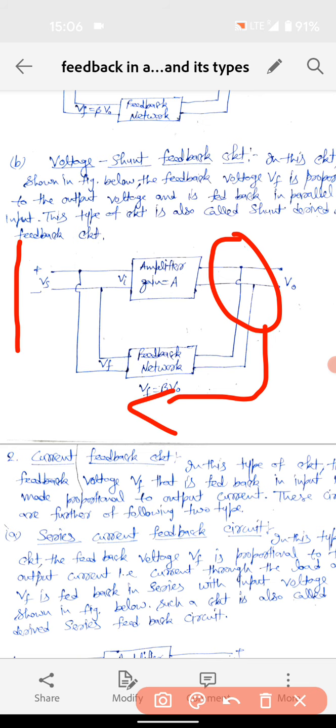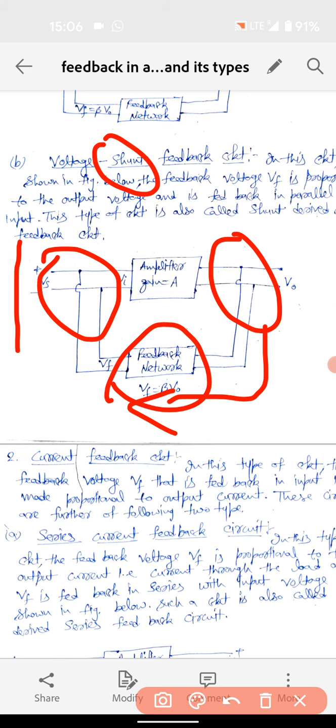Okay, this part will remain the same, and this feedback network will decide how much fraction we feed into the input. And then we have this shunt. The fraction of the voltage which we picked up in the output and which we want to feed back to the input circuit, but it is in shunt form. Shunt means parallel. This is how we represent that parallel connection.